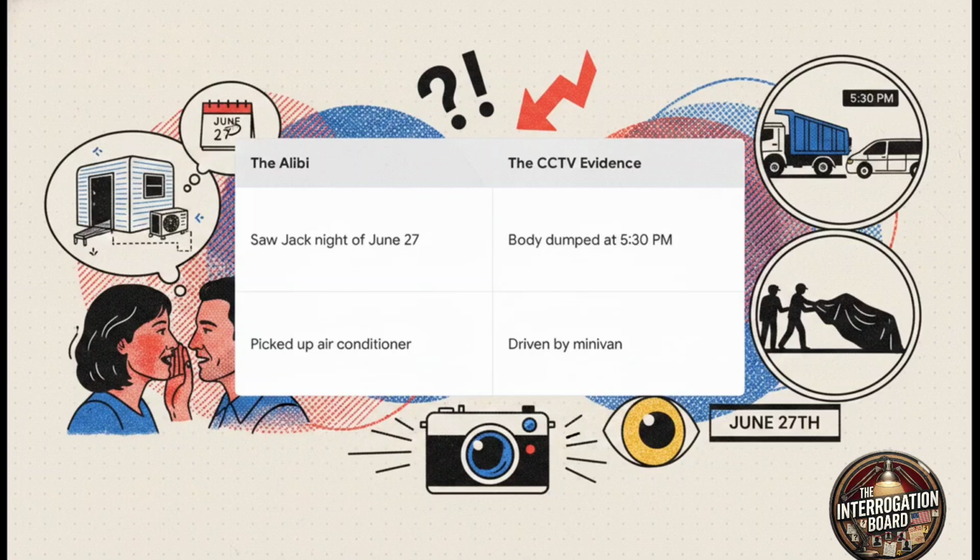Target CCTV shows Jack's dump truck arriving at 5:30 p.m. that exact same day, followed closely by the suspect's white minivan. The perpetrators are literally seen securing the tarp over Jack's body. The knowledge gap here, between what the suspects so confidently claim and what the camera definitively recorded, makes the contradiction glaringly obvious. Their alibi is physically impossible.